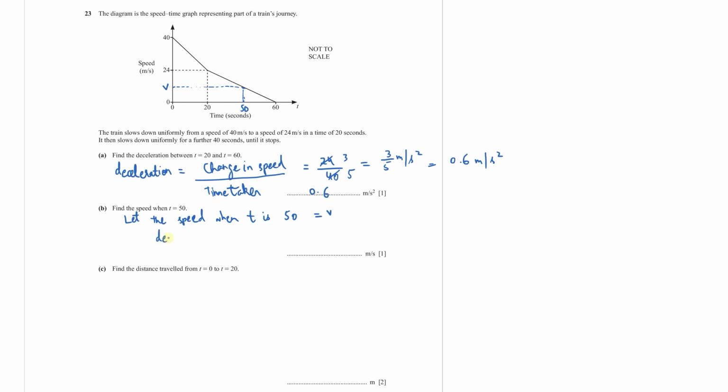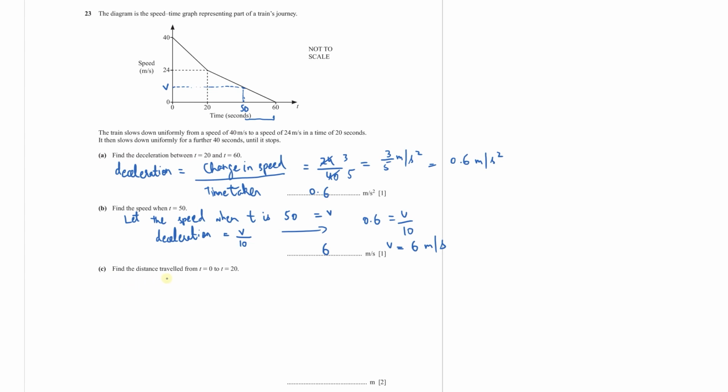So deceleration will be change in speed, which is v. And how much time did it take? It took 10 seconds. So time taken is 10, and deceleration is 0.6. So let me continue here. Deceleration is 0.6 equals v over 10. So if I take 10 to the other side, I get 0.6 multiplied by 10, which is 6 meters per second.